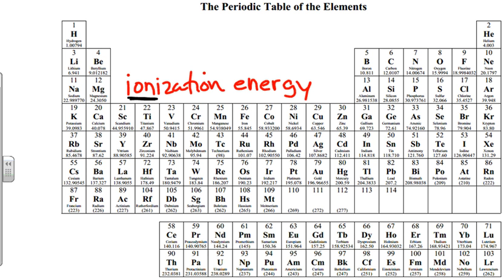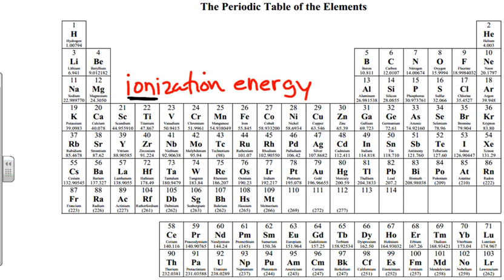Now, there are first ionization energies and second ionization energies, which refer to the number of electrons that you're removing, but we're just going to deal with the first one, so we're just going to call it ionization energy. So if I have a neutral atom, how much energy does it take to remove an electron from that atom?